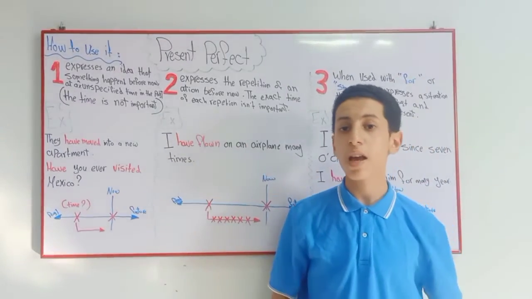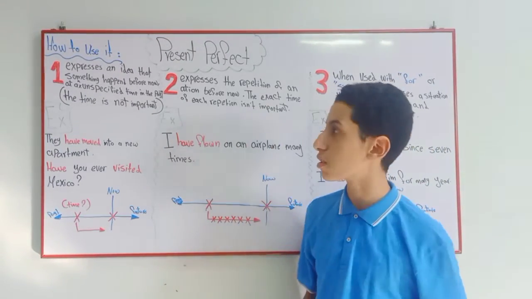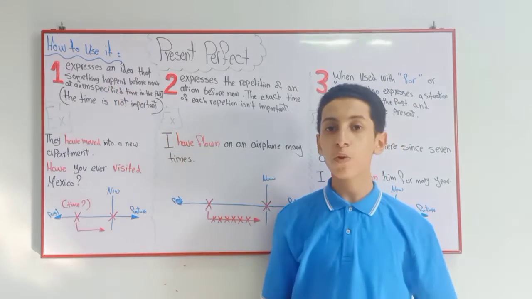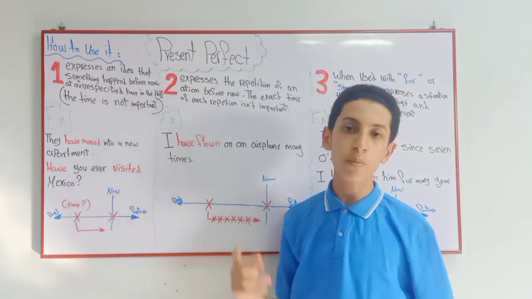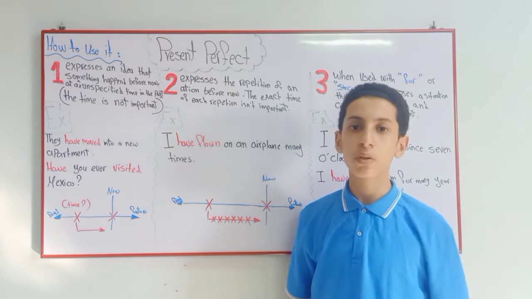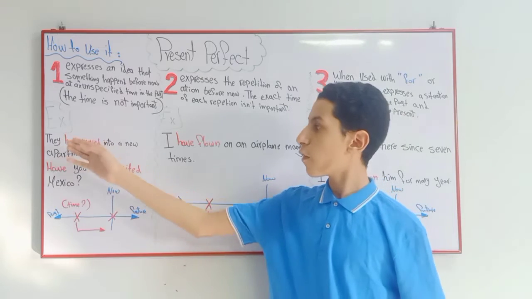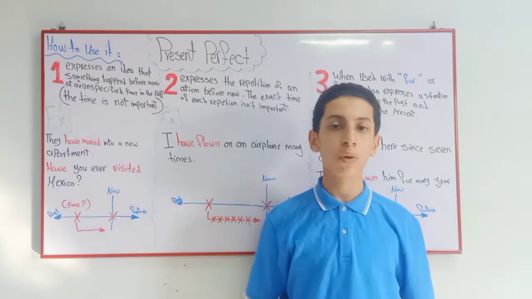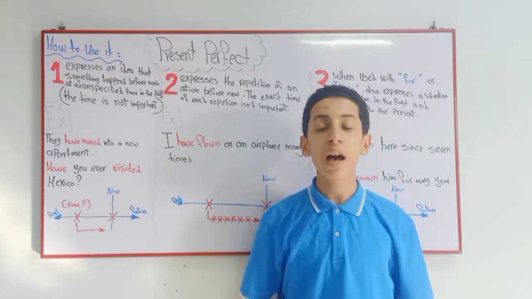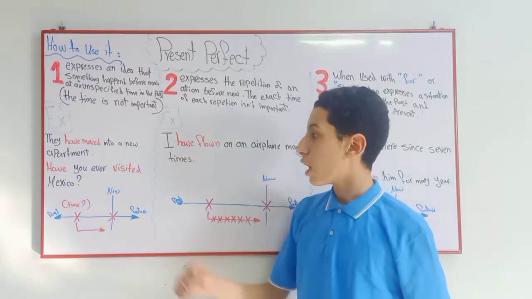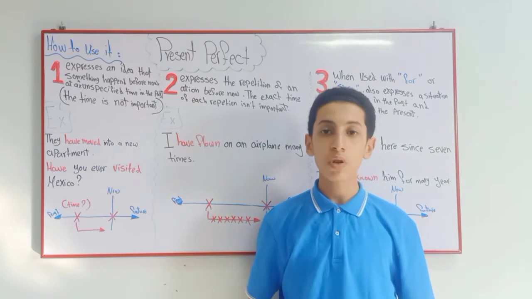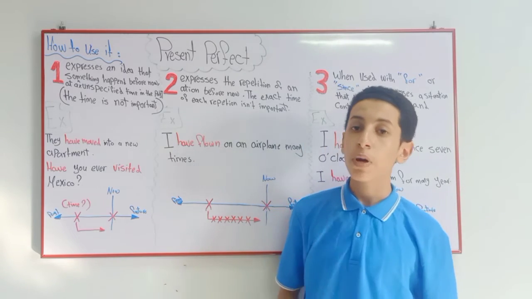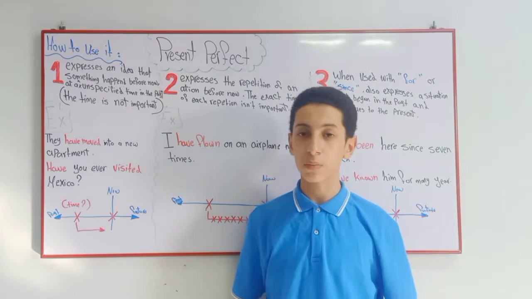Okay, so now let's see how to use the present perfect tense. The first use is to express an idea that something happened before now, at an unspecific time in the past, and the time isn't important. For example, they have moved into a new apartment. It isn't important when they moved into a new apartment, the important part is that they moved. Have you ever visited Mexico? It is important whether they visited or not visited Mexico, but it isn't important when they visited Mexico.